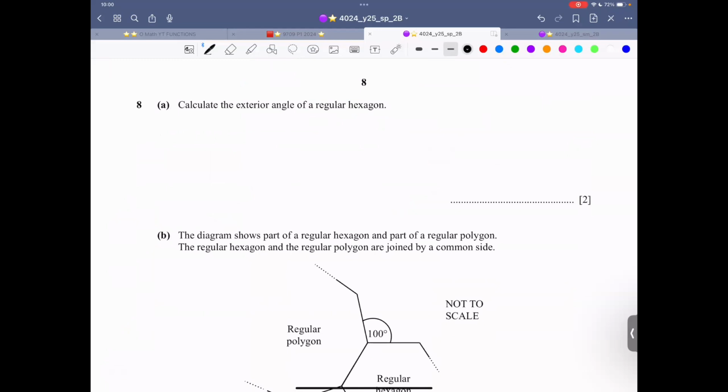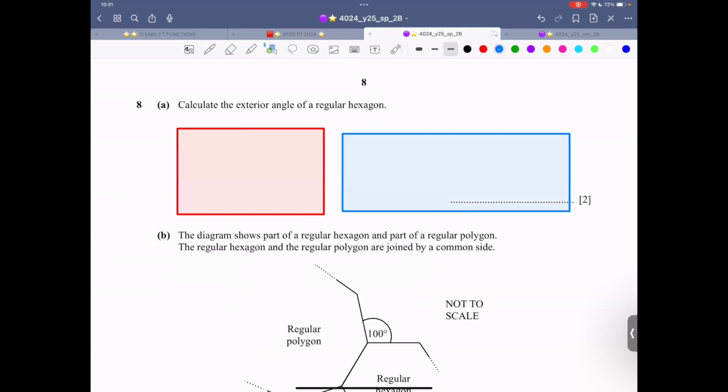This thing, calculate the exterior angle of a regular hexagon. So let me do it in 2 ways. The first method is the sum of a 6-sided polygon.